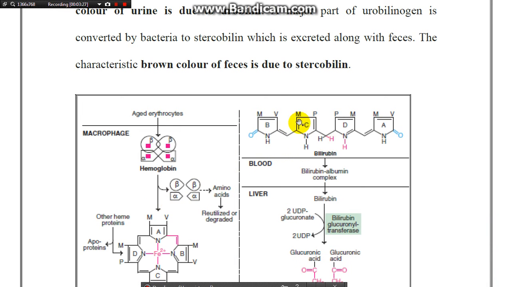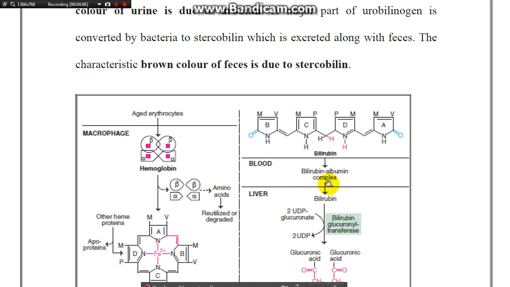Of course, these reactions all occur in the spleen, all the reactions we explained. The bilirubin has no double bond here, and the bilirubin is released from the spleen to the blood. As bilirubin is insoluble in water, it is transported from the spleen to the liver bound to albumin as a carrier, binding non-covalently by van der Waals forces, forming the bilirubin albumin complex.